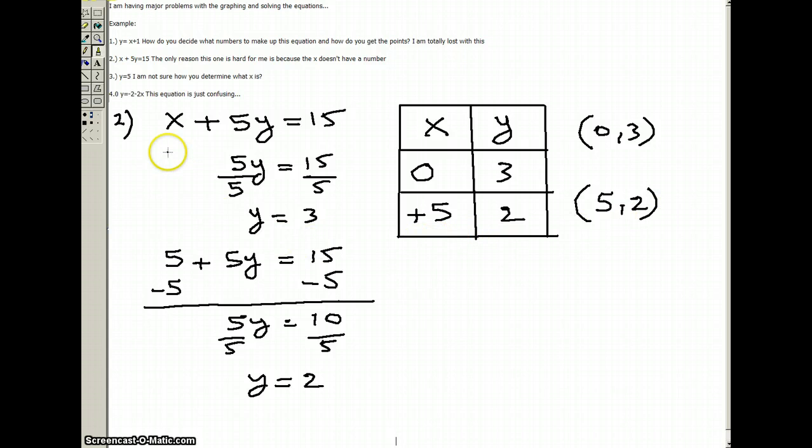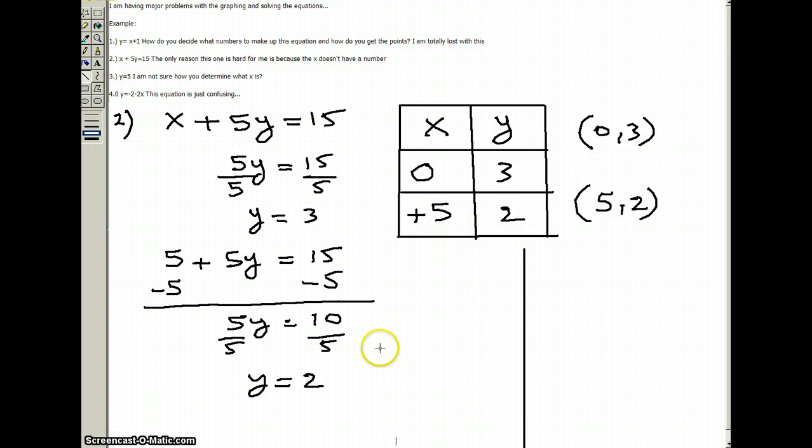Again, I picked 5 because 15 minus 5 is 10, which is divisible by 5. If I pick 1, I'm going to get 14. 15 minus 1 is 14, and 14 divided by 5 is a fraction. It's 2.8, but that's okay. You can always use 1 if you want. You get decimals, it should be fine. So let me try to plot this line now, the second one.